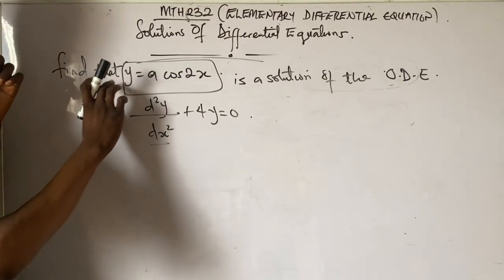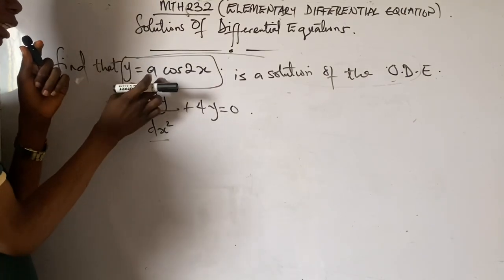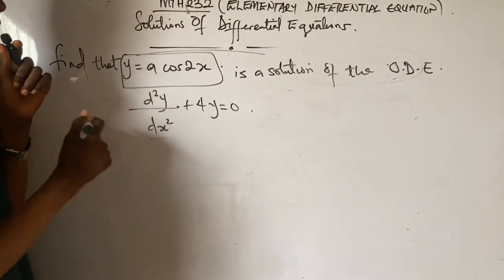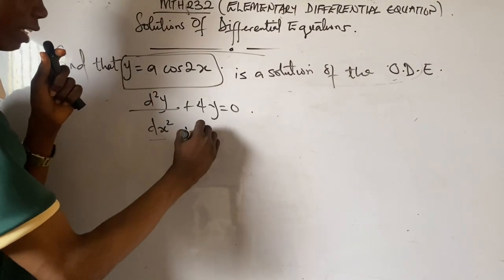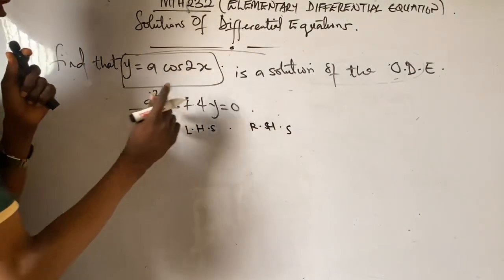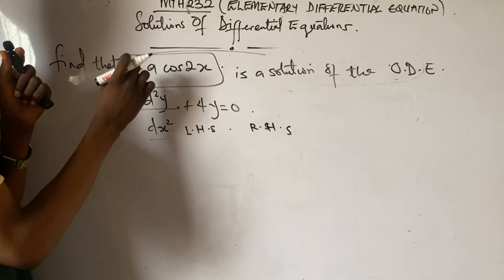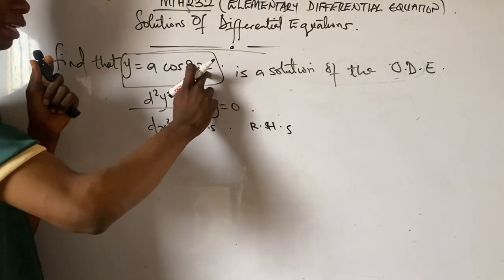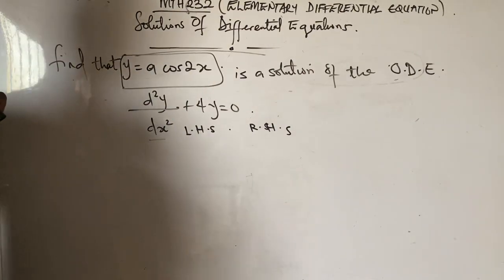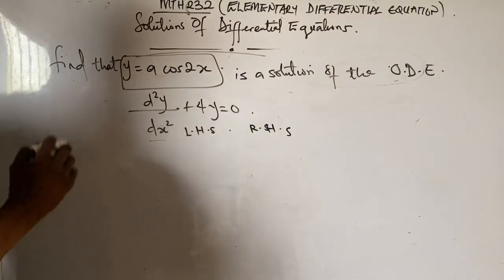All right, we want to check, according to what we said, whether this y is really the solution. Is y = A cos 2x the solution of this? If it is the solution, the left hand side will equal the right hand side. If we take d²y/dx² and add it to 4y and get 0, then it really satisfies the equation. We find that this is a solution of the ordinary differential equation.